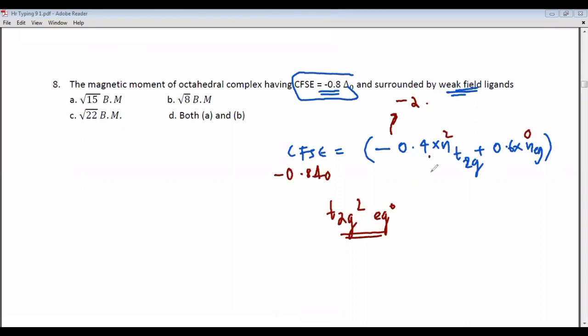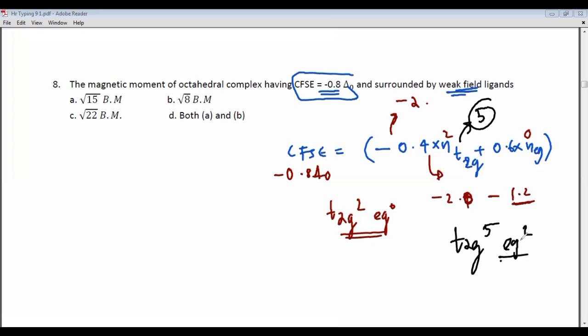Listen, if this is minus 2.4, minus 2, if this is minus 2 and this is 1.2, that's perfect. Okay, that's a combination though. For this to become minus 2, there will be 5 electrons, right? So t2g5 and eg2. This also can form minus 7.